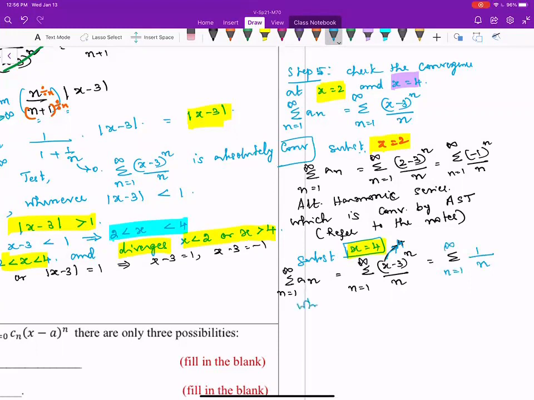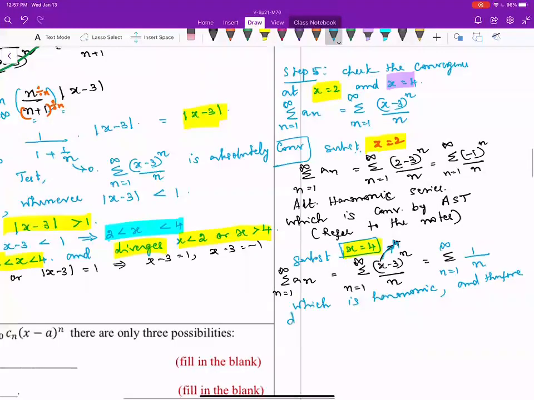which is a harmonic series, or you can say p series with p equal to 1, which is harmonic and therefore divergent.